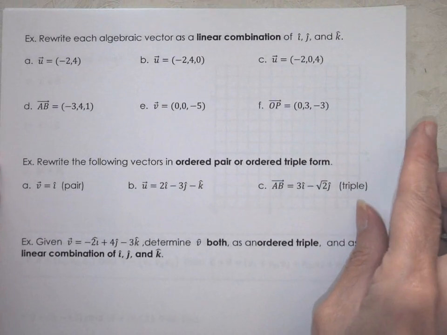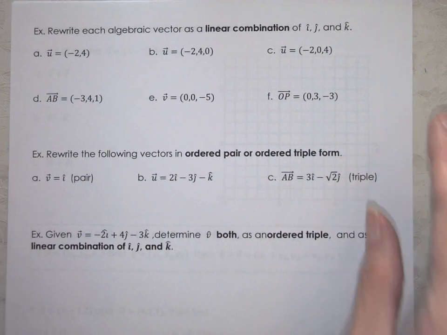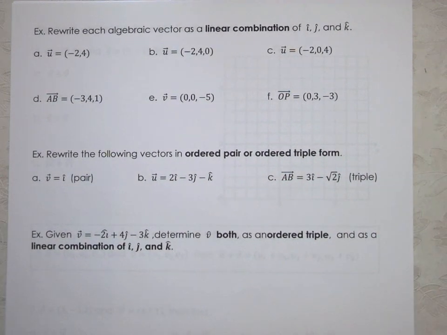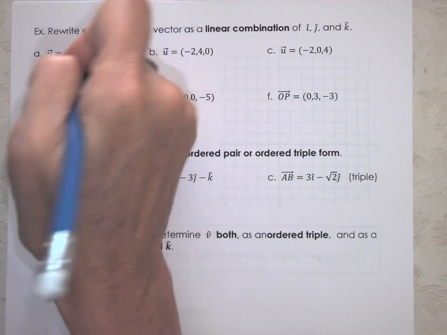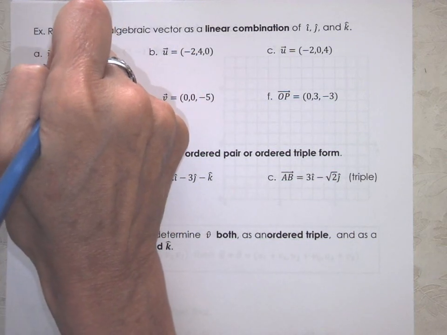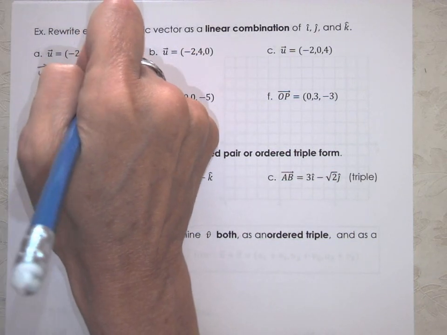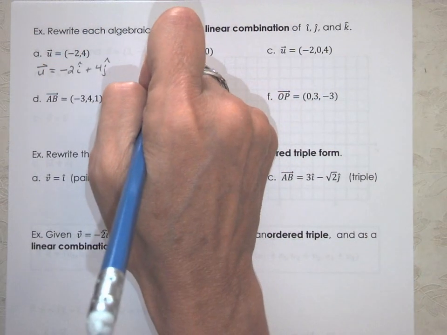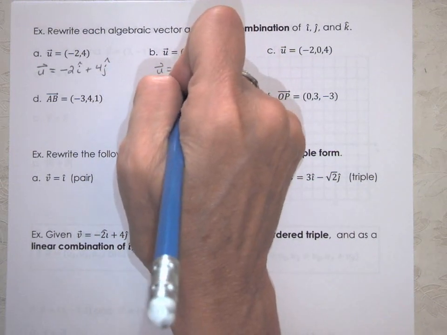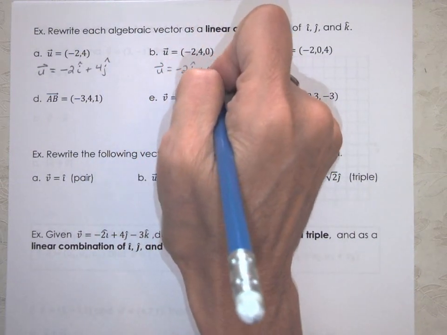So rewrite each algebraic vector as a linear combination of i hat, j hat, and k hat. This is just changing notation from either an ordered pair or ordered triple to this sum of scalar multiples of i hat, j hat, and k hat. So in this case, I would say vector u could also be written as negative 2 i hat plus 4 j hat. Here I could say vector u could be written as negative 2 i hat plus 4 j hat.